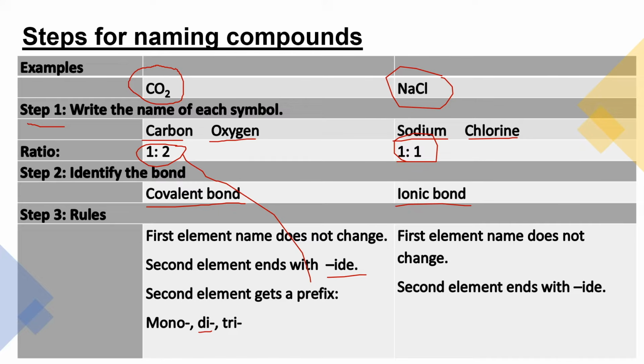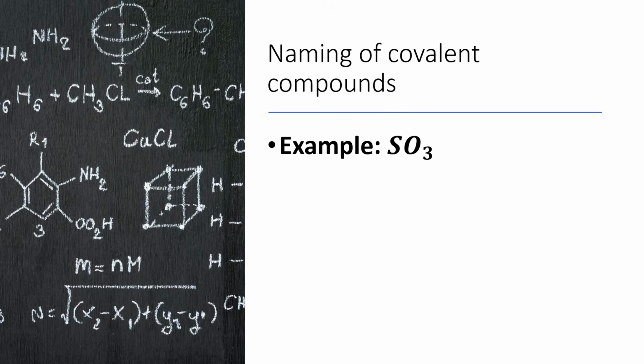Step 3 is the first element's name does not change, so we keep it as sodium, and the second element ends in an "ide." So example 2 here will be sodium chloride. Remember, we do not add any prefix to the chloride because this is an ionic bond. The only time a prefix is added is in a covalent bond.